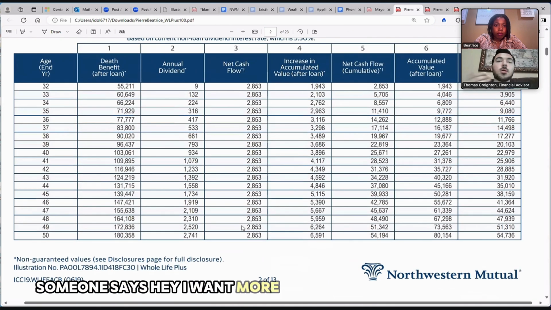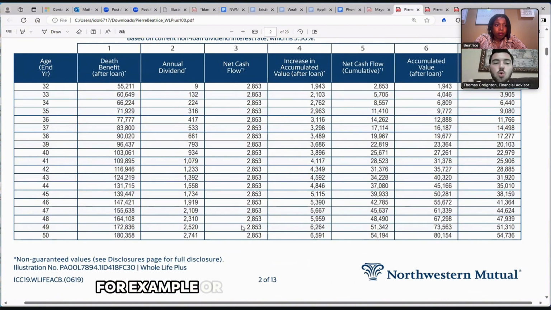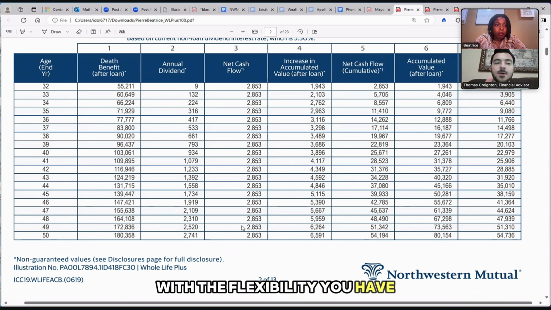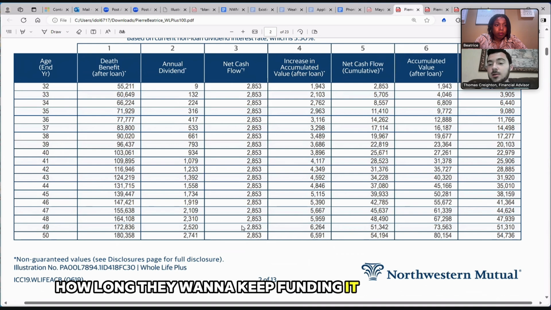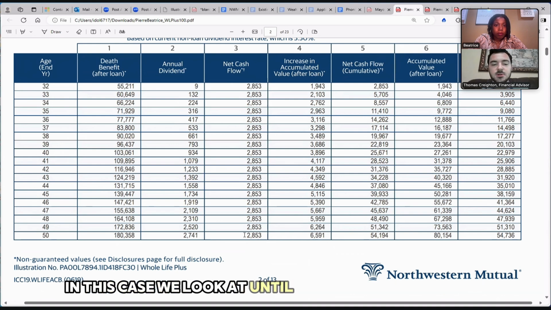If someone says, hey, I want more accumulation than that, yes, you can continue to put money in until you're in retirement, for example, or you could stop even earlier, like we talked about earlier with the flexibility you have. Oftentimes you can stop as early as the 7th year with the policy, but it's going to depend on someone's situation, how long they want to keep funding it or paying into it. In this case, we look at until age 50.